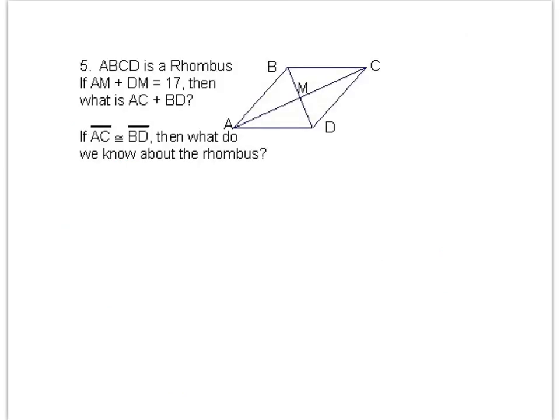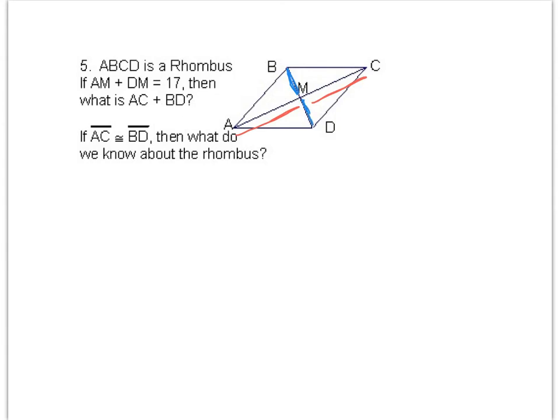Okay, our last problem, here we go. Numero 5, that's number 5 in Spanish. ABCD is a rhombus. If AM plus DM is equal to 17, what is AC plus BD? So we know that this is a rhombus. It's not only a rhombus, it's a parallelogram, which means our diagonals are going to bisect each other. So I'm going to get out my marker, and I'm going to say that this piece, AM, is congruent to CM, and likewise, this piece right here, MB, is equal to MD.